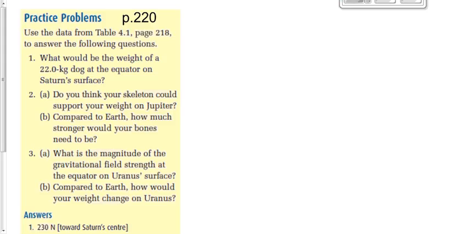Jupiter's bigger than the Earth, right? It's more massive than the Earth. Okay, who thinks your skeleton could support your weight on Jupiter? Okay, nobody? Who says no? Okay, lots of people say no. Okay, we'll see here. So the consensus seems to be no, though, that your skeleton couldn't support your weight on Jupiter. Let's see how much stronger your bones would need to be on Jupiter here.